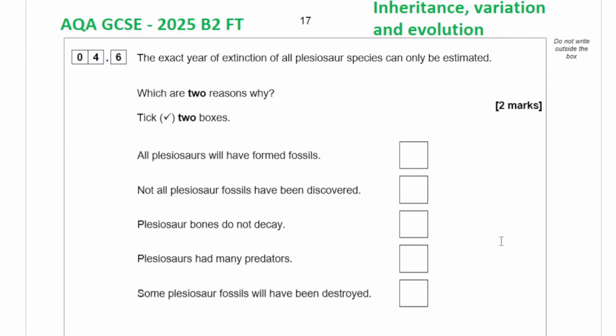The exact year of extinction of all Paleosaur species can only be estimated. Which are two reasons why all Paleosaurs will have formed fossils? No, not all Paleosaur fossils have been discovered. That is true. Paleosaur bones do not decay. I don't know. They do decay. Paleosaurs may have had many predators. Some Paleosaur fossils will have been destroyed. That is also true.